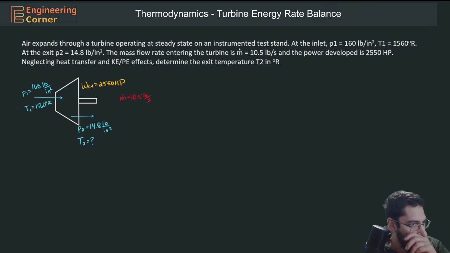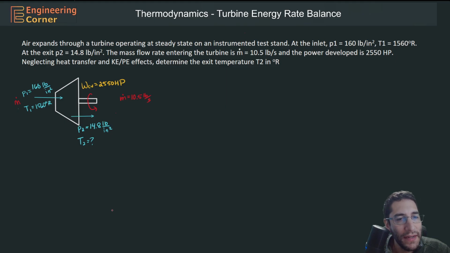In this problem, we are told that air expands through a turbine operating at steady state on an instrumented test stand. At its inlet, which is over here, P1 is equal to 160 pounds per square inch, and T1 is equal to 1,560 degrees R. At the exit over here, P2 is equal to 14.8 pounds per square inch. The mass flow rate exiting the turbine is m dot, and it is 10.5 pounds per second, and the power developed off this turbine is going to be 2,550 horsepower.